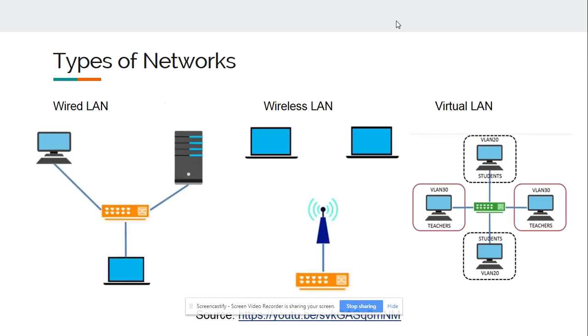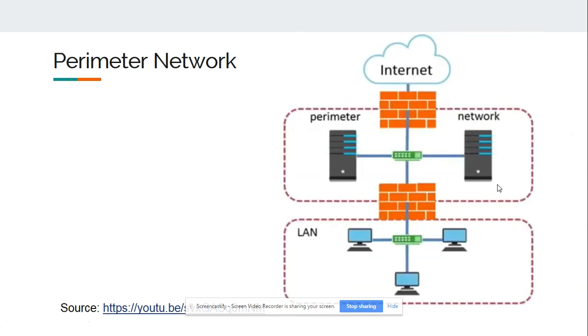The types of networks: there is a wired network, like the one at the corner, where all the computers are connected with a wire. Wireless uses an antenna to amplify the signal, and then with the radio signal the computers will communicate. And a virtual LAN. Virtual LAN is an interesting concept. You can connect computers based on their functions. You can say VLAN 30 for teachers, they will share certain information which the other computers, VLAN 20 for the students, don't see. So you can connect it that way.